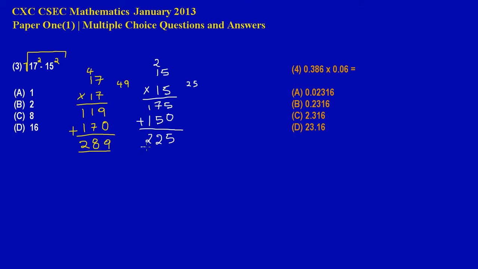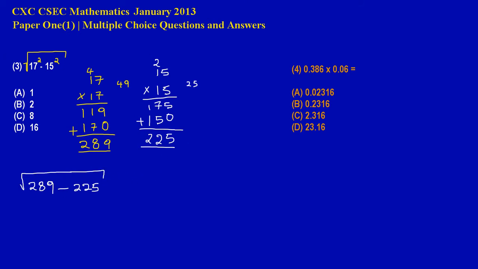So really, guys, what I'm really saying here, I am trying to find the square root, okay, of 17 times 17, that gave me 289, okay, minus my 225, okay? So this is what I'm trying to find the square root of.